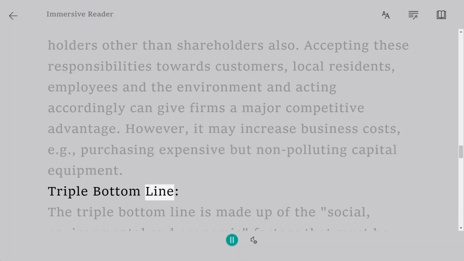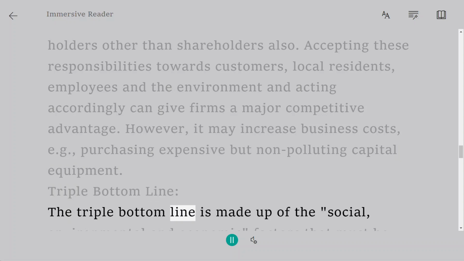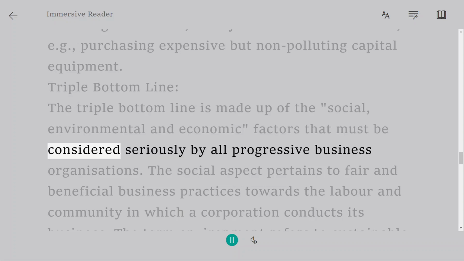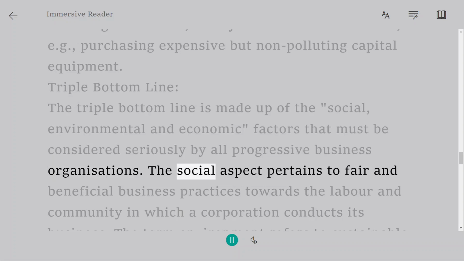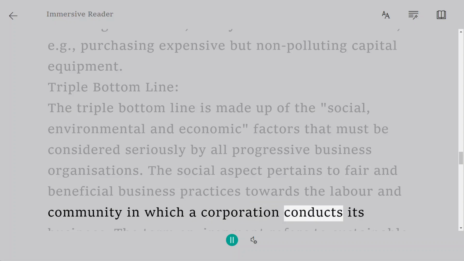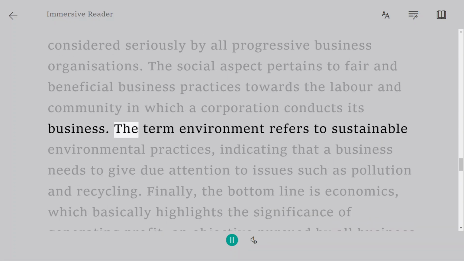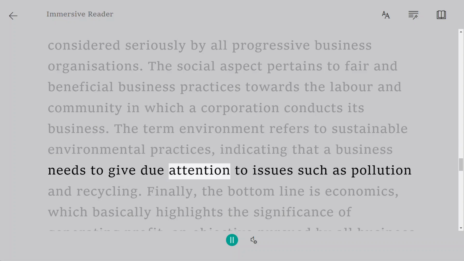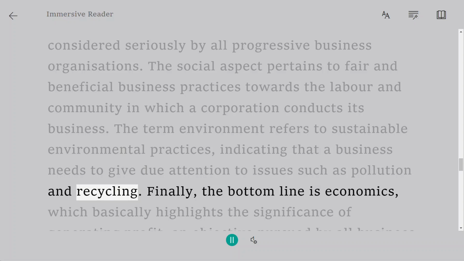Triple bottom line. The triple bottom line is made up of the social, environmental, and economic factors that must be considered seriously by all progressive business organizations. The social aspect pertains to fair and beneficial business practices towards the labor and community in which a corporation conducts its business. The term environment refers to sustainable environmental practices, indicating that a business needs to give due attention to issues such as pollution and recycling.